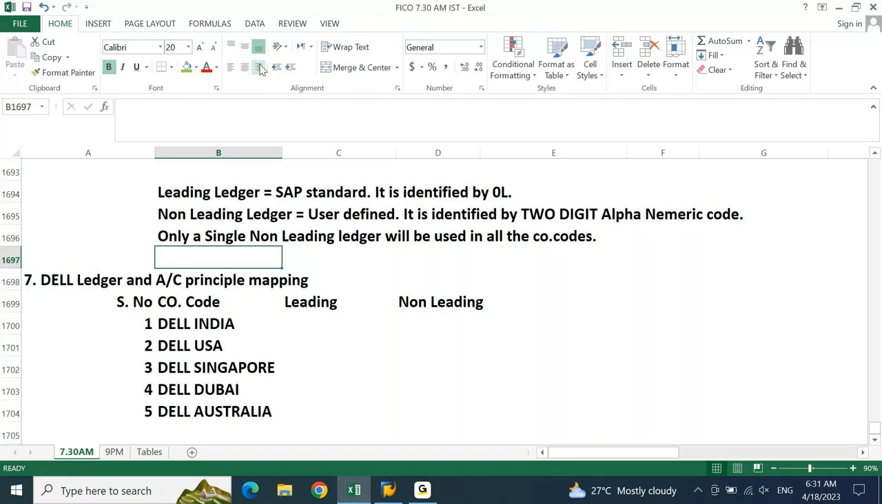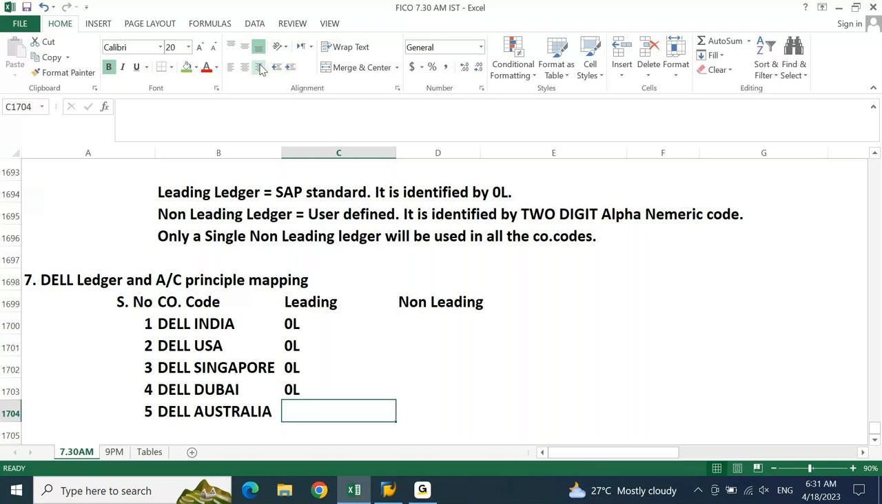If you are using five company codes, what will be your leading ledger? Dell India, what is the leading ledger code? 0L. It will be 0L. For Dell US? 0L. Singapore? 0L. Dubai? 0L. Australia? 0L.